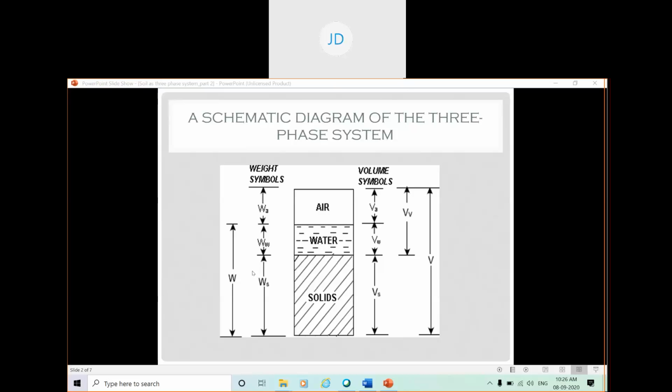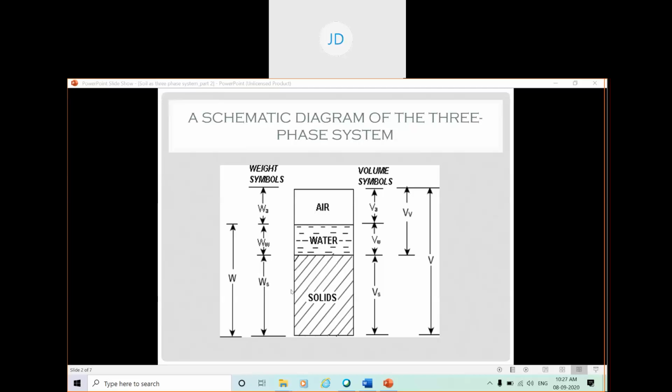Here you can see Ws represents what? Weight of solid, where s stands for solid. You can also use small d for dry. In some books you will see Wd, so don't be confused. These Ws or Wd are the same. Ws represents weight of solid, or weight of dry soil, which is the same thing. Ww represents weight of water, Wa weight of air, which is negligible. It is so small that it can be neglected.